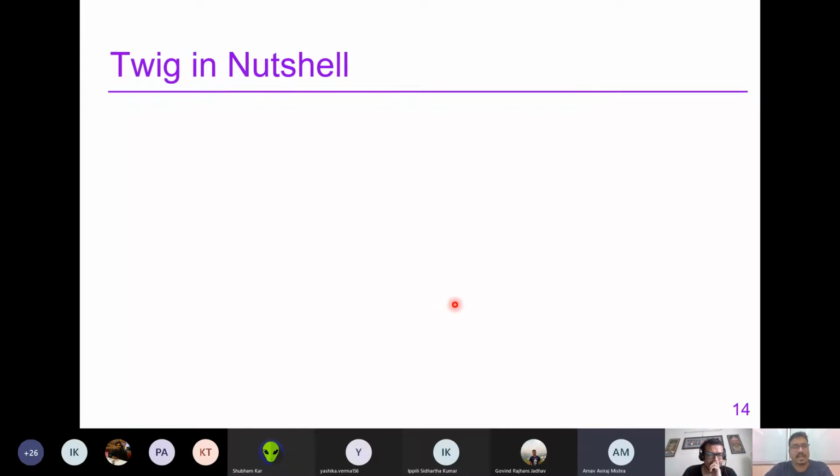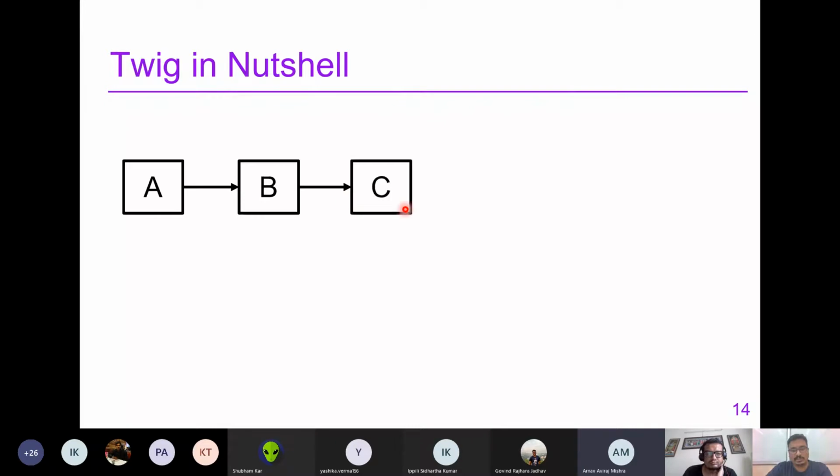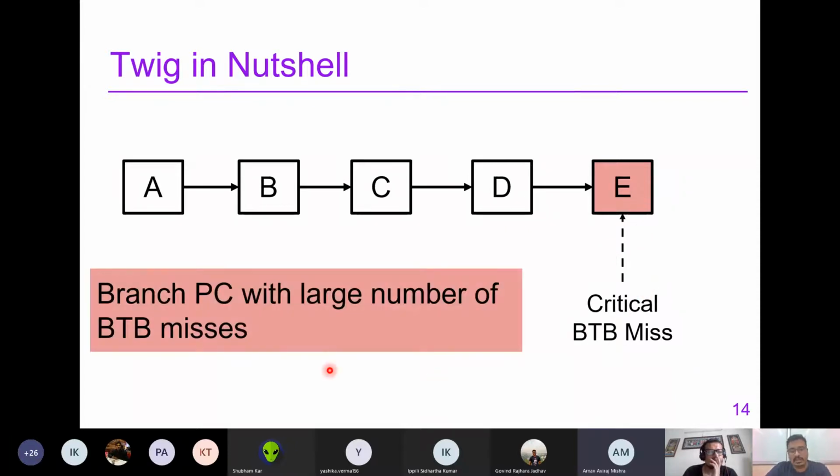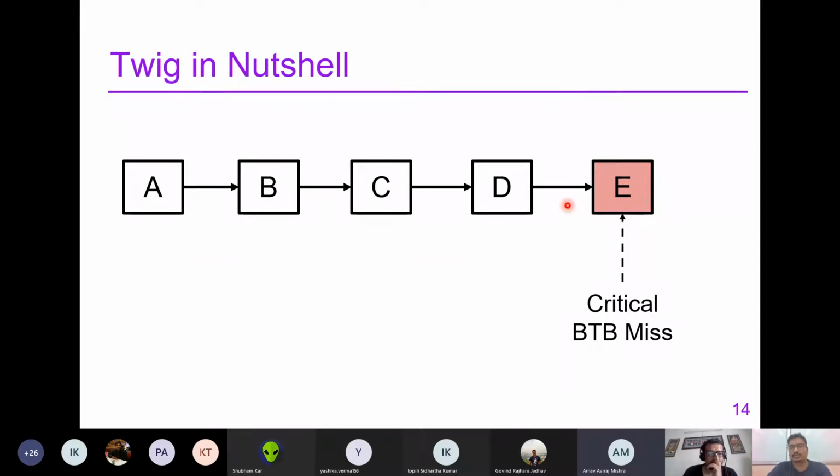Now I'll briefly give you how Twig works in a nutshell. Let's consider we have a dynamic execution profile of an application leading up to a particular BTB miss. Let's say these are A, B, C. These are the basic blocks leading up to a BTB miss in this particular basic block, and we call it a critical BTB miss for the branch PCs with a large number of BTB misses. Now what we want is to avoid the BTB miss at this point. We want to prefetch this particular BTB entry somewhere in the preceding basic blocks. So somewhere before this particular critical miss, we want to initiate the prefetch. So this is what Twig is doing.